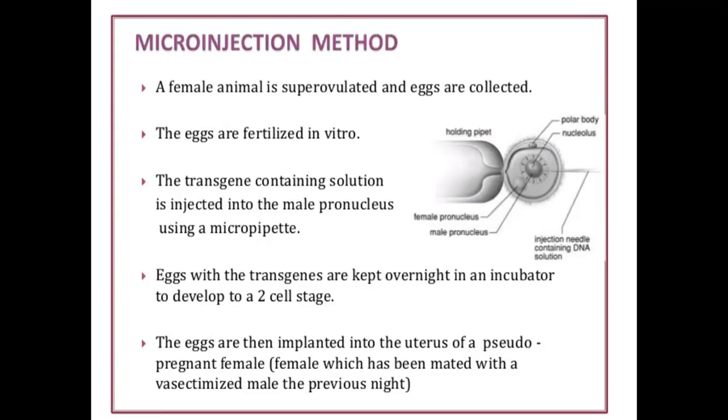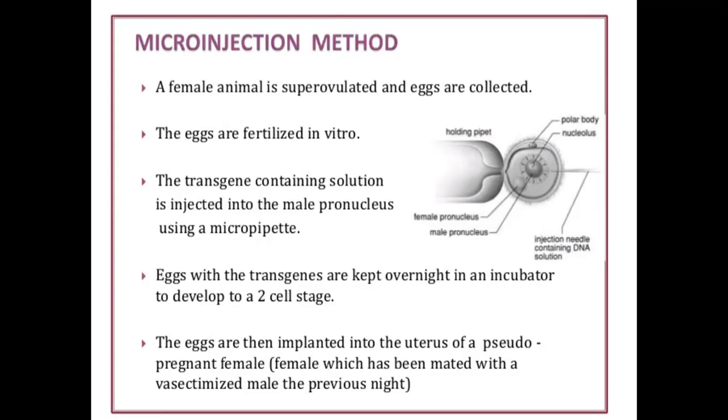The eggs with the transgenes are kept overnight in an incubator to develop into the two cell stage, because after fertilization, the eggs undergo cleavage: 2 cell, 4 cell, then 8 cell, 16 cell, 32 cell stages. Then they come to the blastula, gastrula, then organ formation, everything you know about embryology, gastrulation, etc. The eggs are then implanted into the uterus of the pseudo pregnant female.